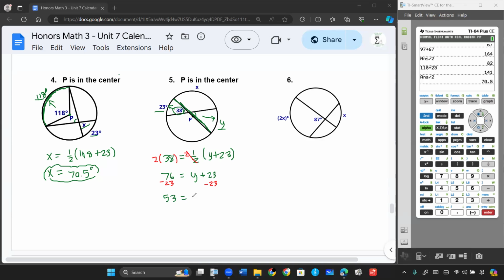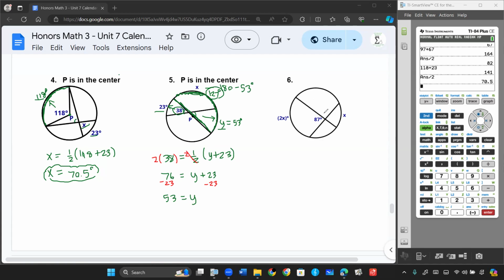So what do I do with that 53? Well, you've got to realize that this right here is half the circle. So that X and 53 are both going to combine to add to 180. So what we're going to do is 180 minus 53 to get your answer. And so arc X will be 127 degrees. That'll be your final answer.